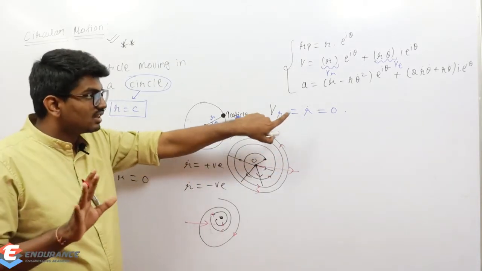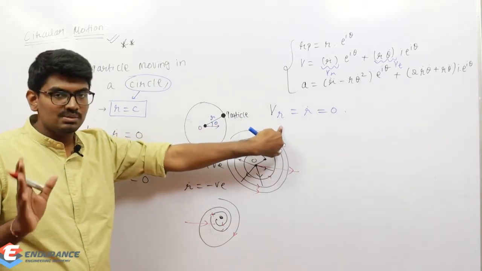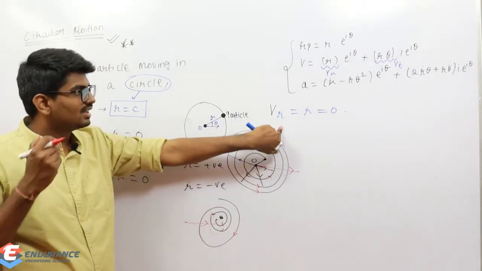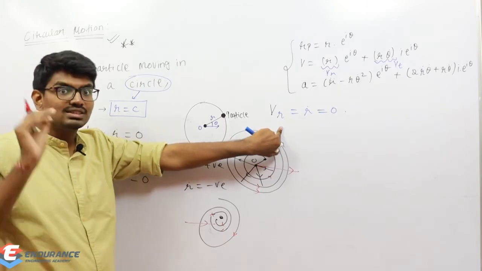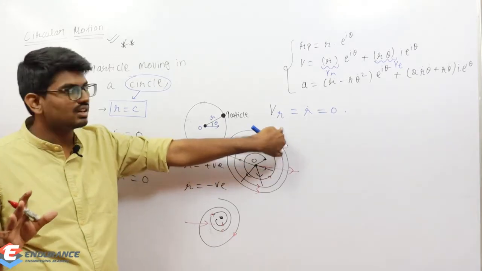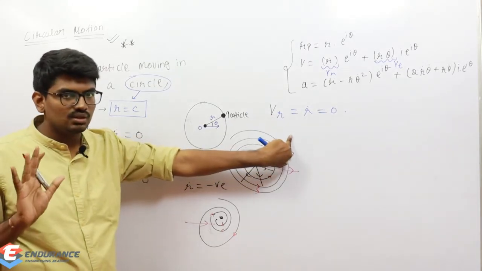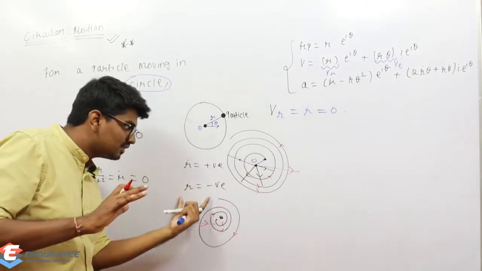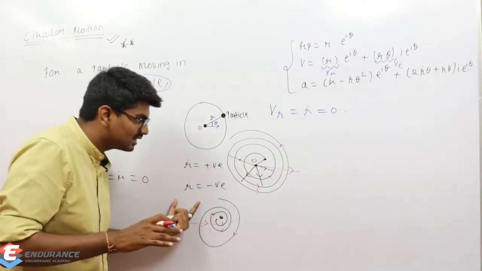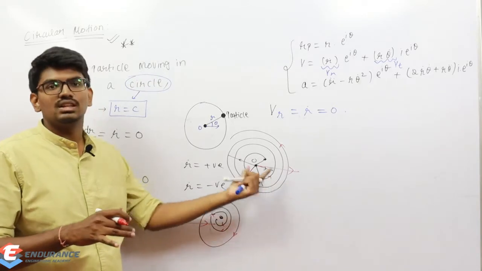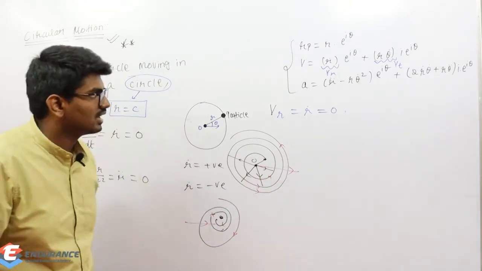And I hope you have understood what is meant by radial velocity. Simply, it is the rate of change of radius. Since the radius is not changing at all, for any circular motion, radial velocity will be 0. If radial velocity varies, then based on that, we can say how the motion happens. Right, so we got one.